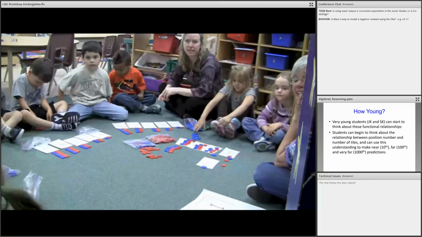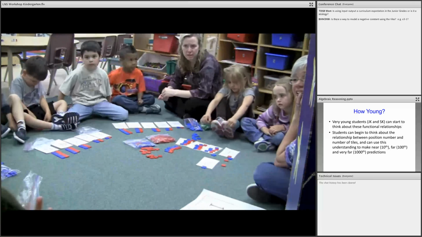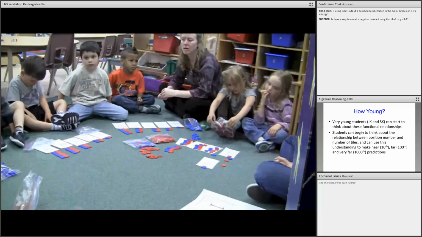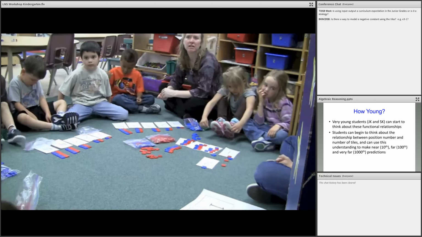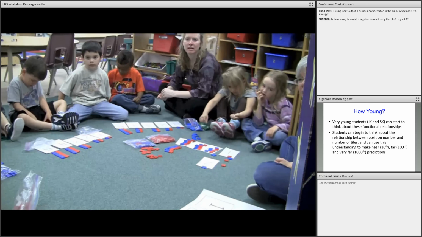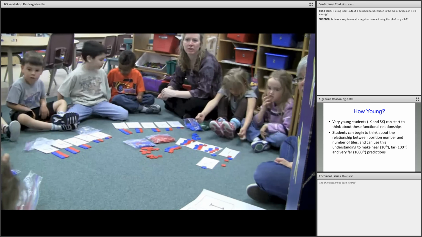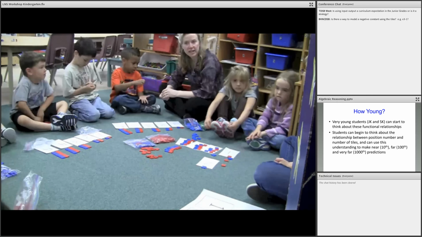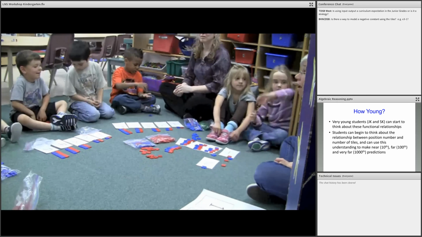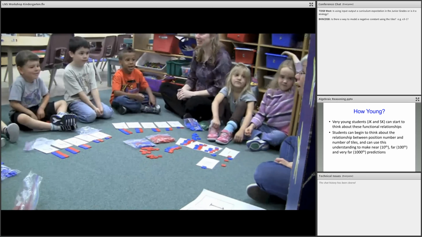Positions? At number 6, there would be 6 reds and 6 blues. Huh. What about at 10? 10 reds and 10 blues. What about at 100? 100 reds and 100 blues.